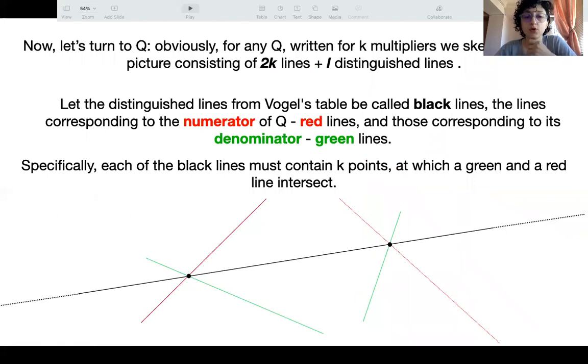Obviously, for any Q which is written for, say, K multipliers, we can sketch a unique picture consisting of 2K lines plus L distinguished lines. For simplicity, I colored the distinguished lines in black, those corresponding to the factors in the numerator in red, and correspondingly the remaining factors, which correspond to the denominator, in green. Specifically, each of the black lines must contain K points at which a green and a red line intersect. This is to satisfy our requirement for Q to be equivalent to 1 on these distinguished lines.